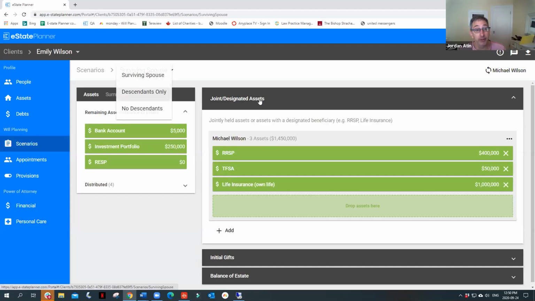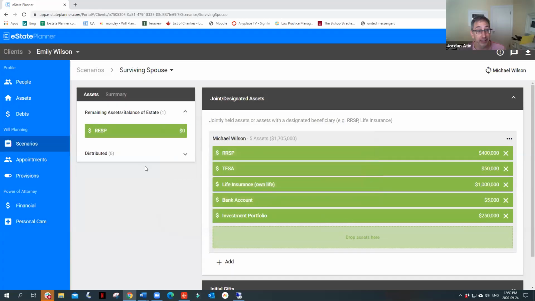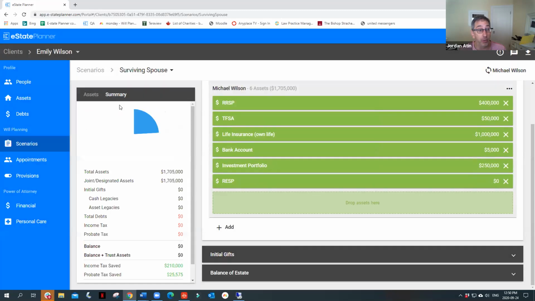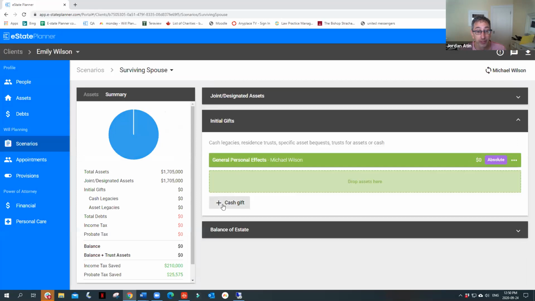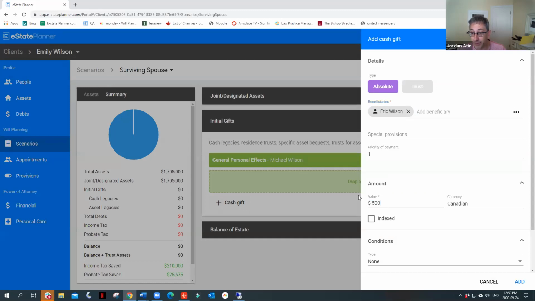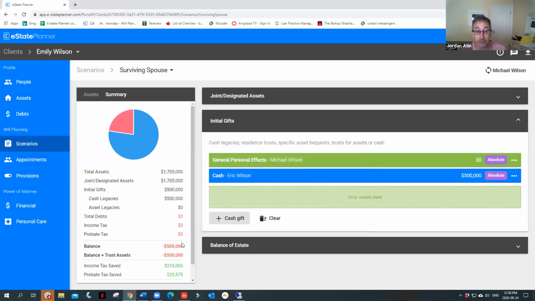If we go to the surviving spouse scenario and we show, look, everything is joint, right? I keep getting this error because I deleted an asset. But right now, I show, oh, by the way, I want to make a legacy to this person, Eric, for $500,000 or whatever it might be. It doesn't matter if it's more than $1. You say, look, sorry about that. You don't have that money, right? So whatever you're going to wish, it's a wish.